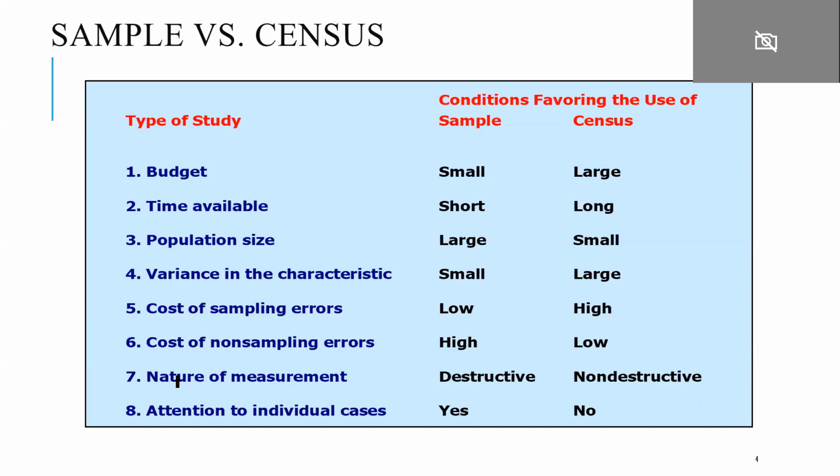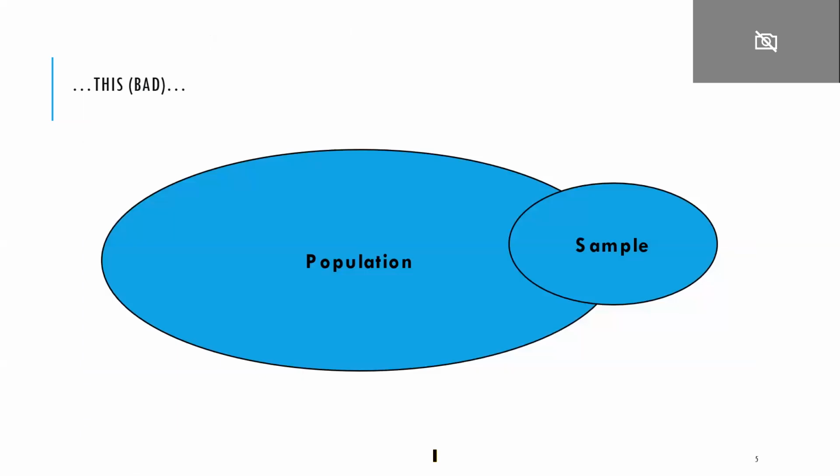Attention to individual cases. In case of a sample survey, you will have attention to individual cases because your sample is very small in nature. But in case of a census survey, you cannot pay attention to individual cases. So these are the conditions which favor the use of sample and census, based on the type of study, budget, time available, population size, variance in the characteristic, cost of sampling errors, cost of non-sampling errors, nature of measurement, and attention to individual cases. Clear? Now come to the next slide.